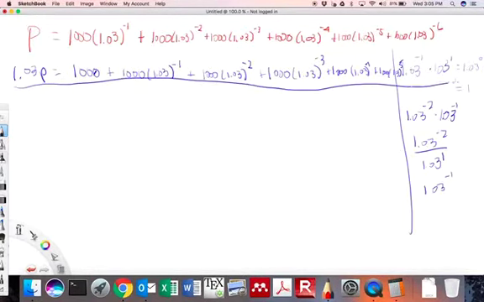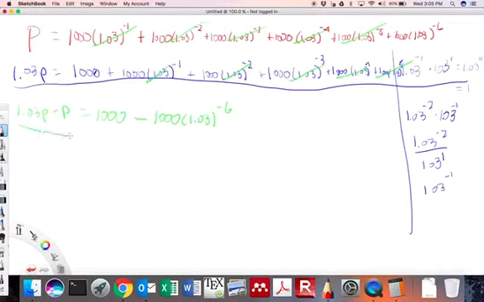Now, we subtract. As you know, subtraction makes a difference. 1.03P minus P equals, and look at all the lovely cancellations. That and that cancel. That and that cancel. That and that cancel. So do those. And we are left with 1,000 minus 1,000 times 1.03 to the negative sixth.